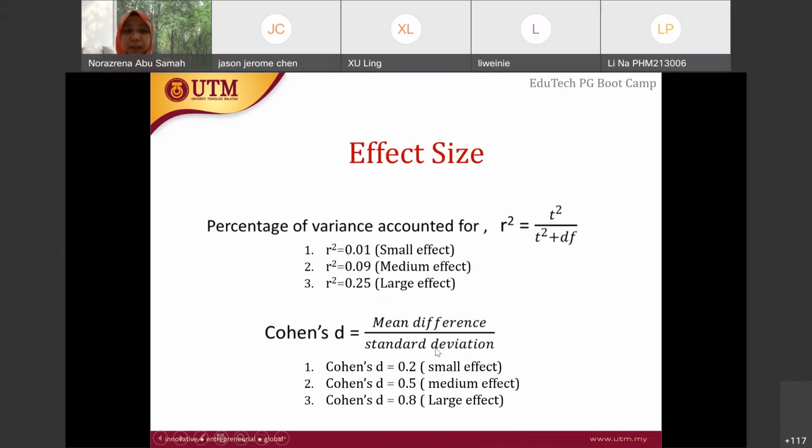And if you want to use Cohen's d, this is the formula: mean difference over standard deviation. This is how you interpret the result. If the result is below 0.09, it is a small effect. If it is from 0.09 until less than 0.25, then it is medium. And then large effect.